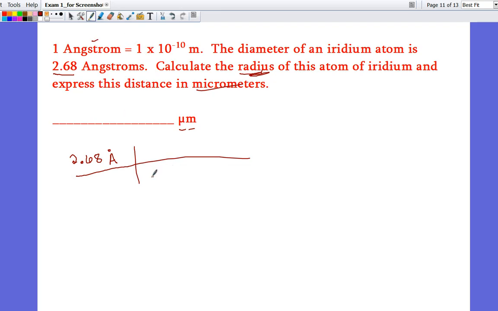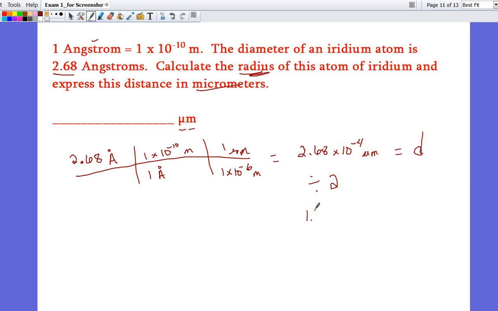Here you have a conversion factor where 1 angstrom, represented by the A with a little circle above it, is 1 times 10 to the minus 10 meters, and then 1 micrometer is 1 times 10 to the minus 6 meters. So you get 2.68 times 10 to the minus 4 micrometers, which equals your diameter. Divide by 2. When you do that, you'll get 1.34 times 10 to the minus 4 micrometers. So that's what your answer would be.